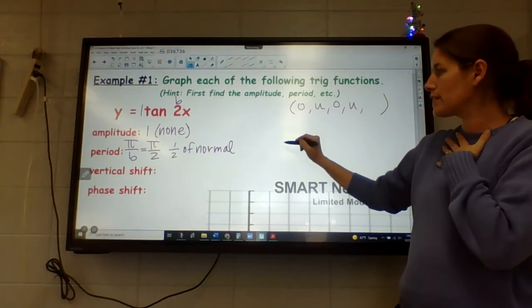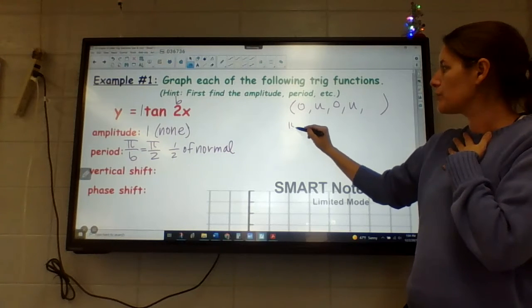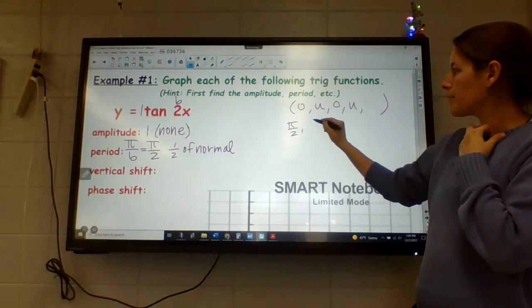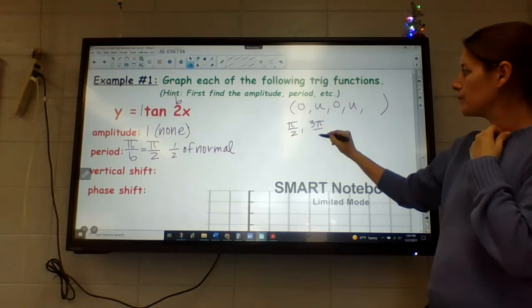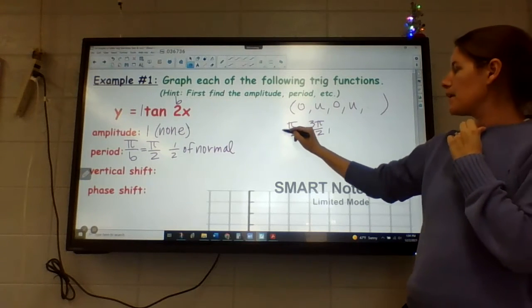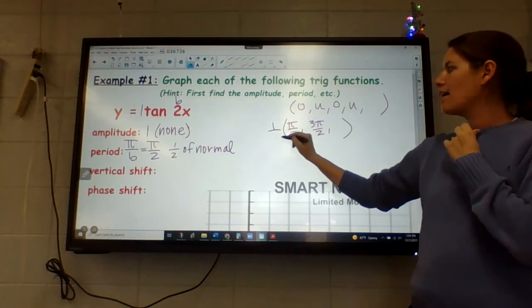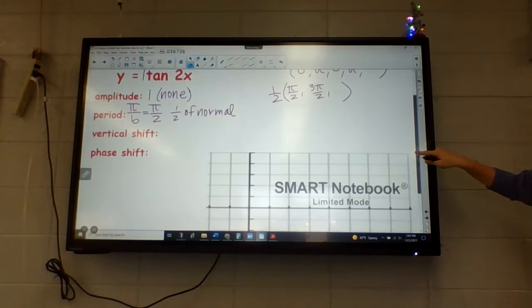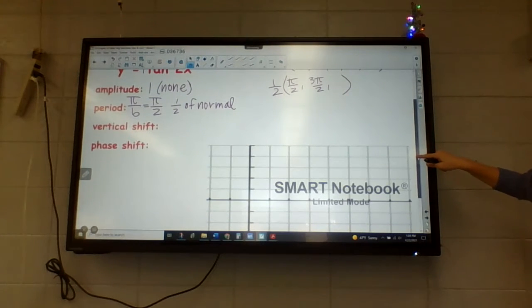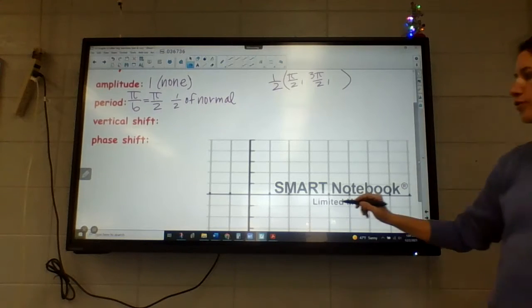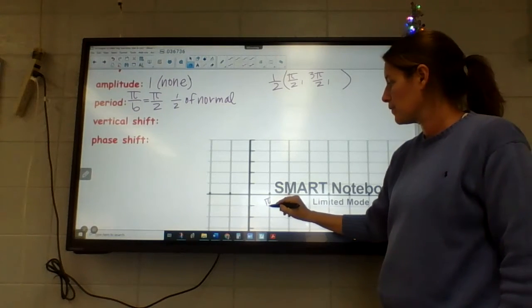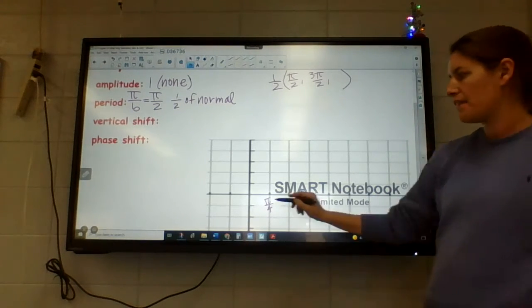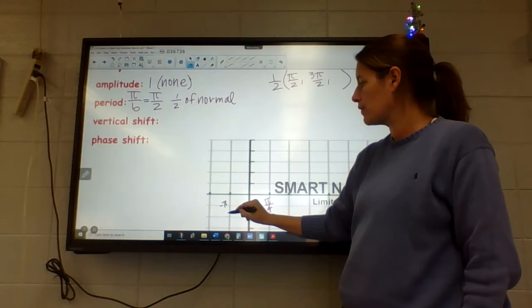So normally there's asymptotes at pi over 2, 3 pi over 2, kind of like that, but we're doing half of that. So where will our first asymptote be then? Pi over 4. So there's going to be an asymptote at pi over 4, and then also negative pi over 4.